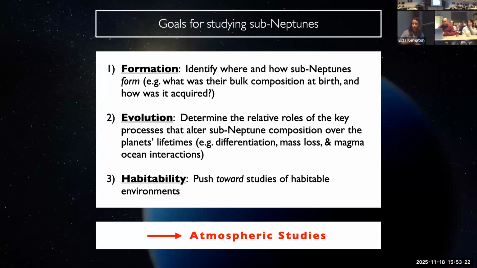And addressing all of these questions motivates atmospheric studies because spectroscopy, people were just poo-pooing spectroscopy during the cookies upstairs, but spectroscopy offers very information-rich data about things like composition, temperature information, et cetera. So we're going to use spectroscopy, studies of the outer envelope, the atmosphere of the planet, in order to try to address these key questions.